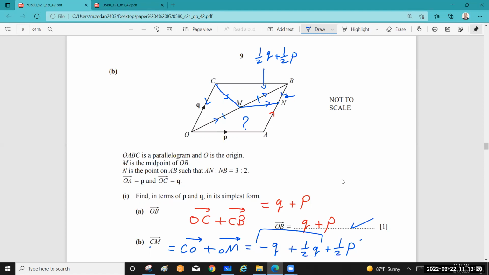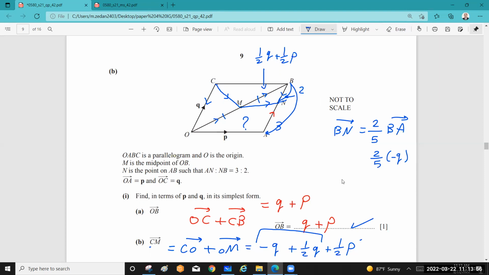BN, the ratio between AN and NB is 3 to 2. So the vector BN is 2 parts out of 5 parts of the vector BA. Again, this is 2 parts out of 5 parts of the vector BA. The vector BA is opposite of Q, look, it's going down, so it's negative Q. So it is 2/5 of negative Q, this vector.